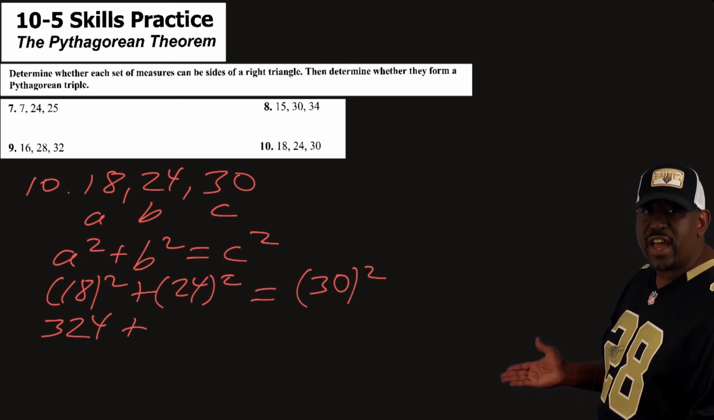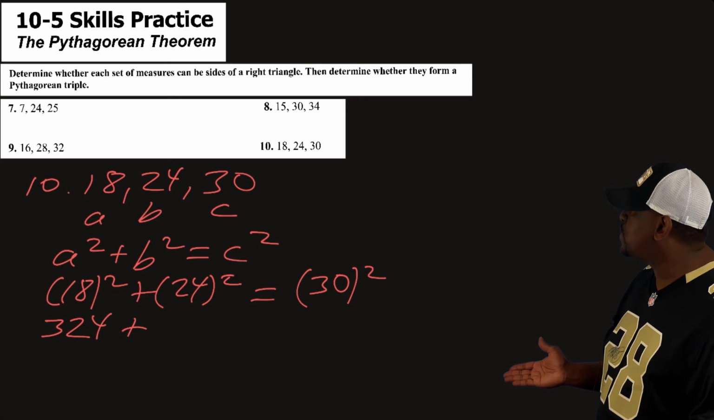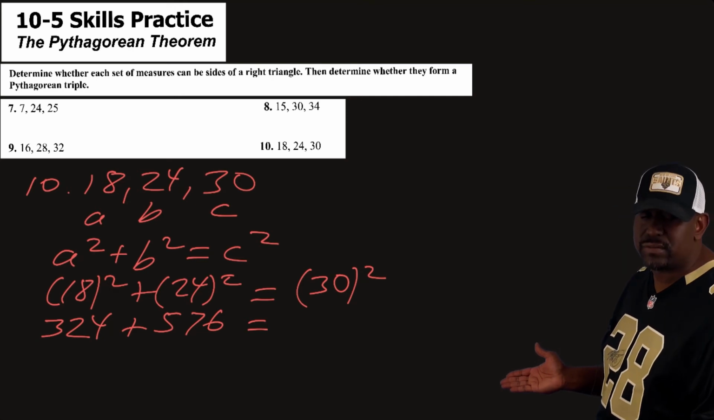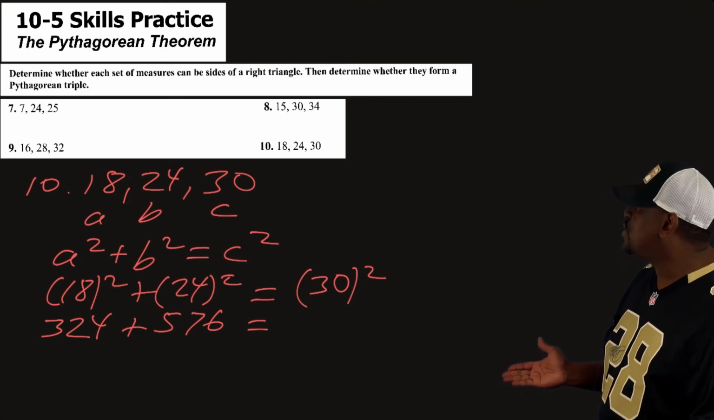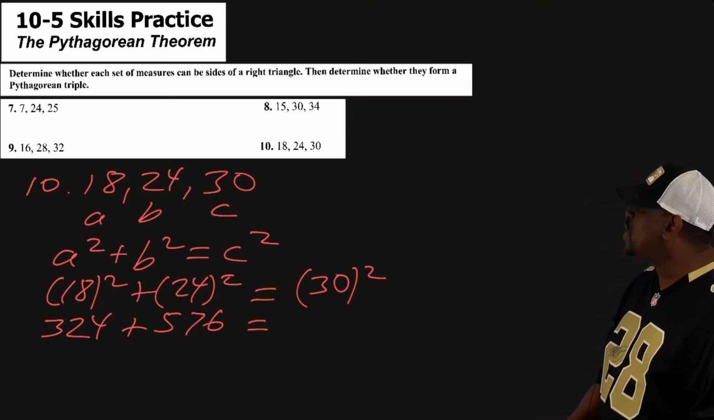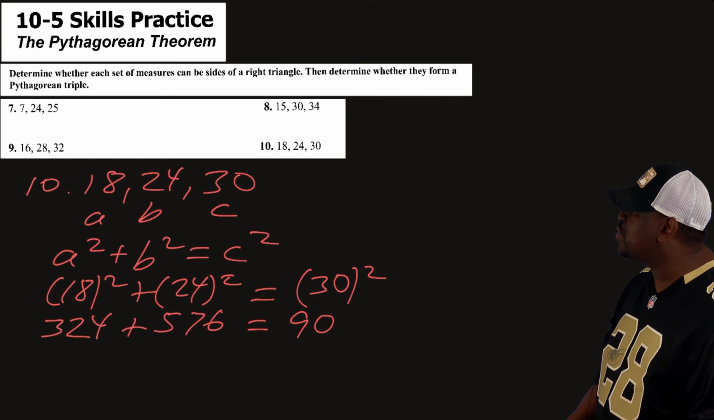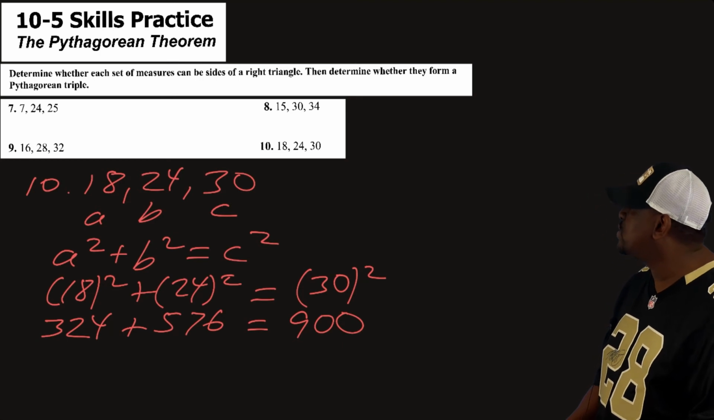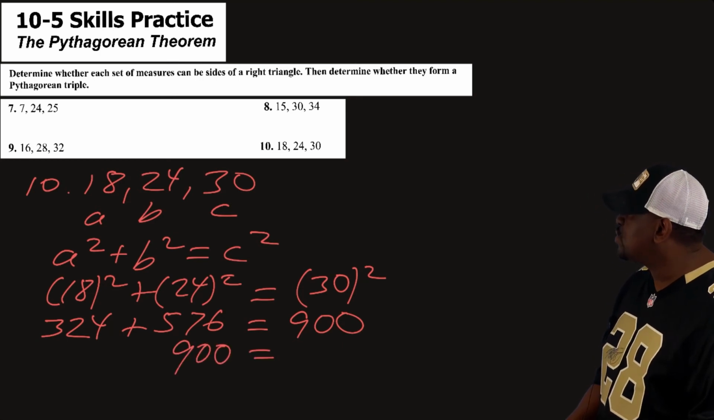Again, you can get your calculator and get that answer quickly. 24 squared is 576, and 30 squared is going to equal 900. So it'll pop up on the screen in a second. And so once we do that, you will add 324 and 576 to see if that's equal to 900. And if it is, then we know these are the sides of a right triangle. So that does equal 900.